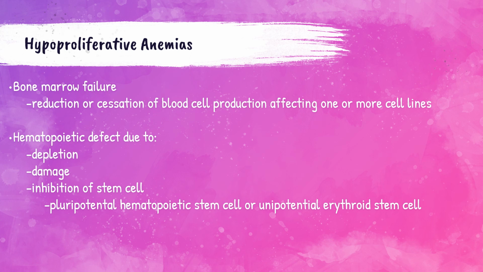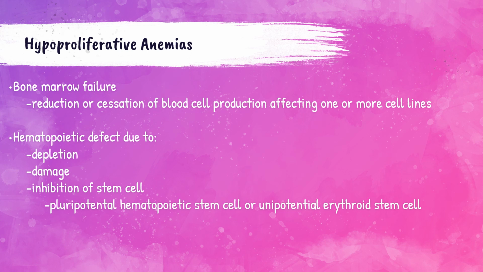So we know from the previous slide that the term hypoproliferative means a decreased production of any cell type. So hypoproliferative anemia is an anemia resulting from a decreased production of cells. So this is due to a bone marrow failure. So remember, the red cells, white cells, and platelets all come from the bone marrow. The failure of the bone marrow is going to result in either one cell lineage or multiple cell lineages, depending on what is going on, to be decreased. So this bone marrow failure is due to a hematopoietic defect, depletion or damage of the marrow, or inhibition of the stem cell.